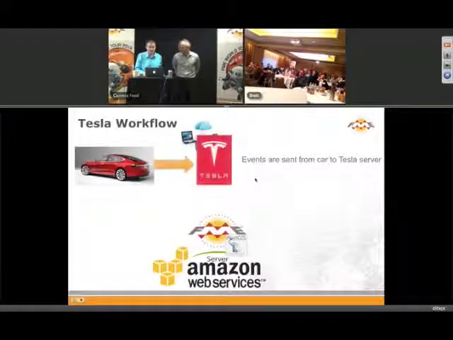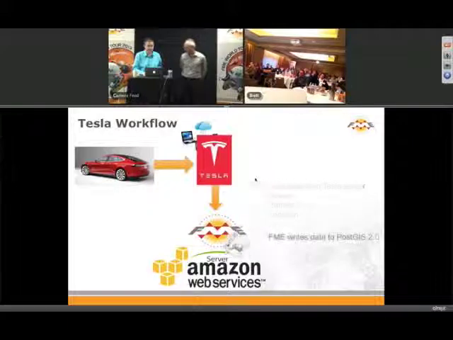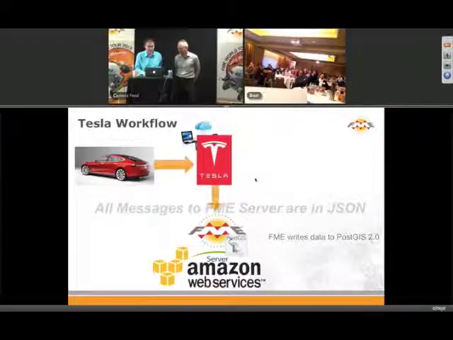There you go. Yeah. So how this really works is that when you're driving a Tesla car, Tesla's always tracking it, and they know where it is. And so what we can do is write an FME workspace that just pokes the Tesla website using the REST API to get things like the speed, the battery state, and the location, among other things. And then we write it there. That's what we're going to do, and you're going to show how to do that.